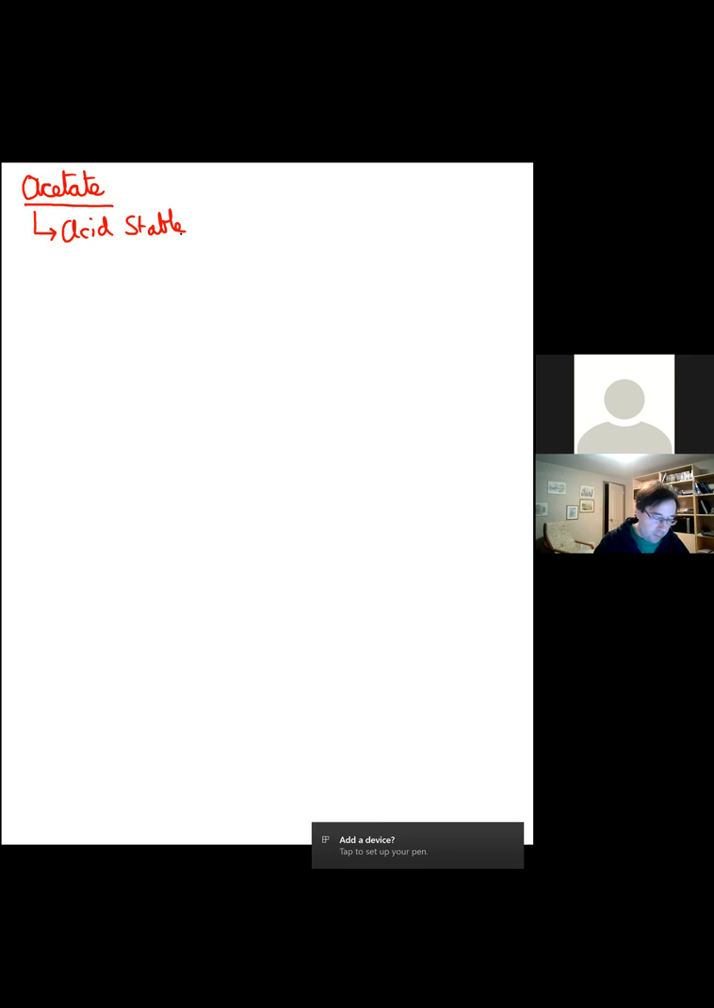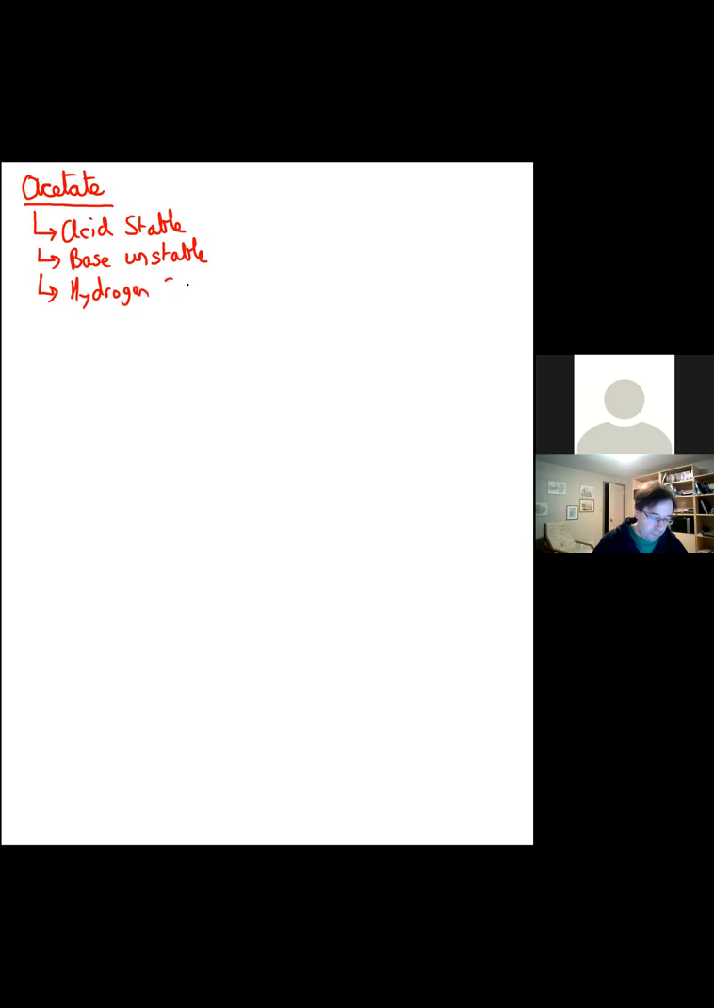So the acetate protecting group is acid stable. We are base unstable, very unstable for different reasons. We're going to mostly worry about nucleophilic base. And hydrogen stable. Again, the acetate protecting group isn't something special. It's an acetate, and we are going to attach that to the oxygens of our sugar.